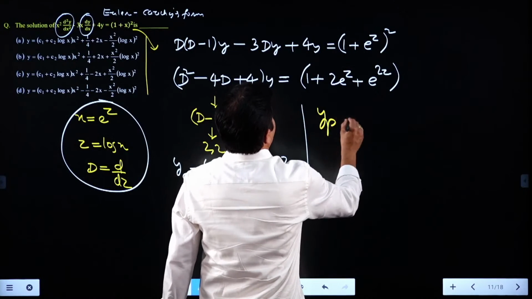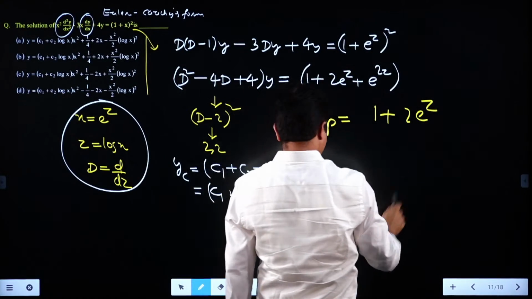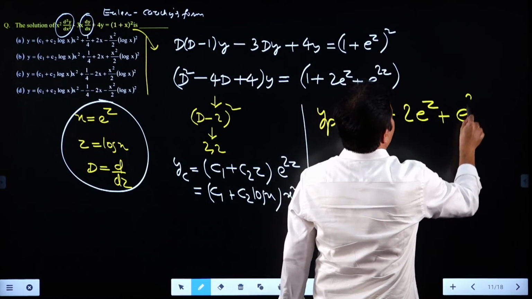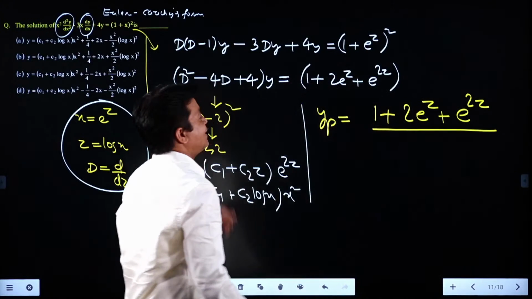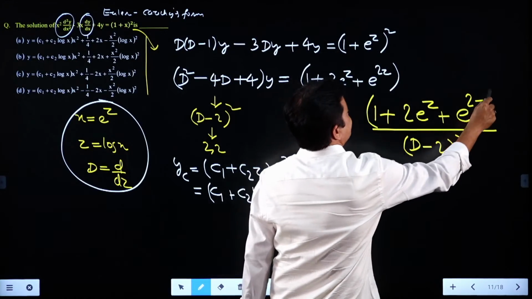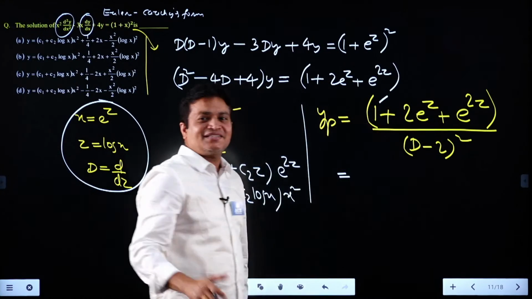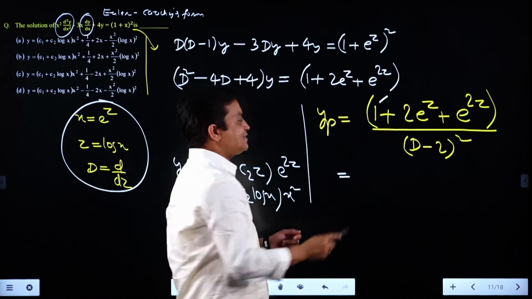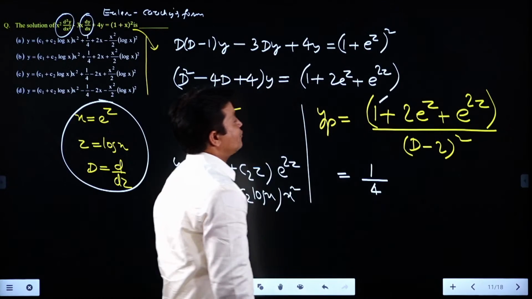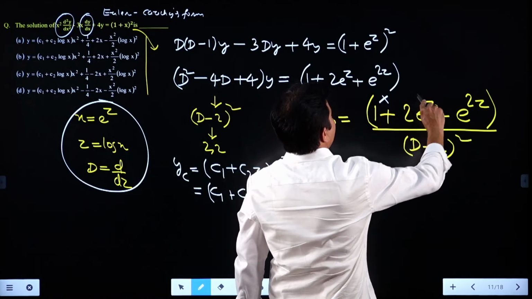So here you observe Yp means right side 1 plus 2 e power z plus e power 2z by f of D factors, always useful, (D minus 2) whole square. Then you can consider this by (D minus 2) whole square. 1 means e power 0z, so that a is 0. So replace D by 0. (0 minus 2) whole square means 4. 1 by 4. So plus 1 by 4. It is there.